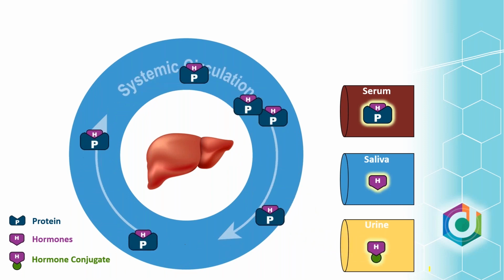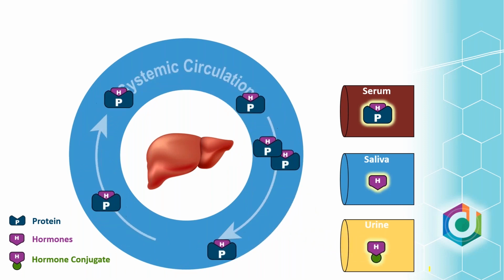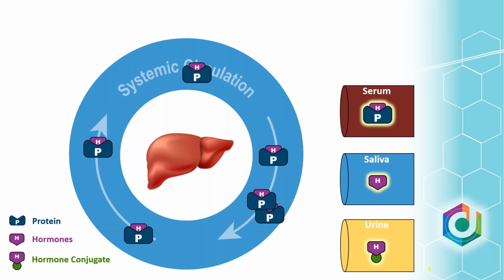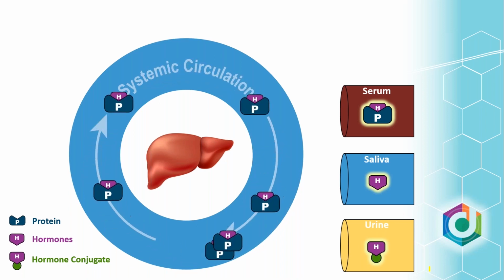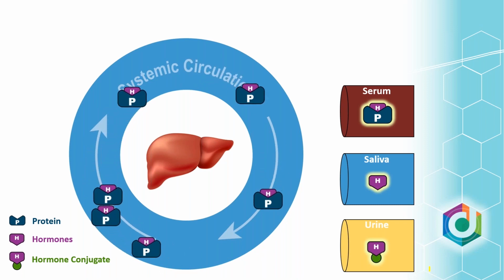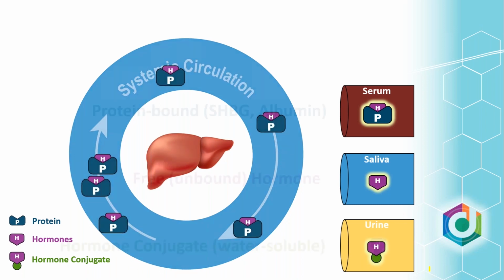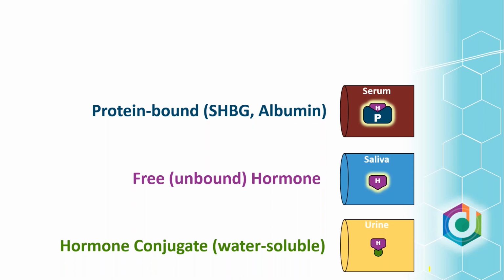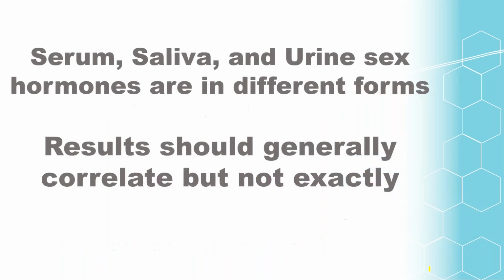Now, it's not available to become conjugated unless it's bioavailable, unless it's free, right? So urine becomes a pretty good surrogate for bioavailable hormone. But the take home message here is that these three measurements, while they tend to parallel each other, are actually measuring something that's different in terms of the physical measurement. So protein bound, free hormone, and conjugated hormones. They're in different forms, but again, the results should generally correlate.